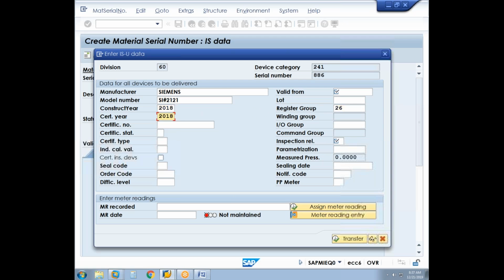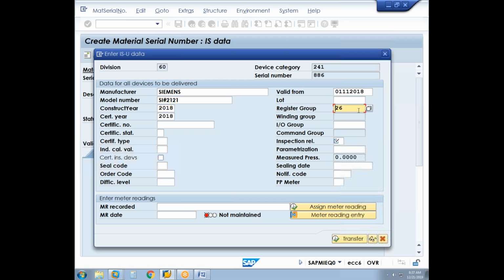We are entering the vendor certification, and here we are entering the certification year straight away. But you can also enter certification separately after you do the sampling test. We will see later how to do sampling and enter the certification here. But if we enter it here straight away, that means it is already certified. We are entering 2018, and then valid from 01/11/2018. That means it is applicable for use from 01/11/2018.